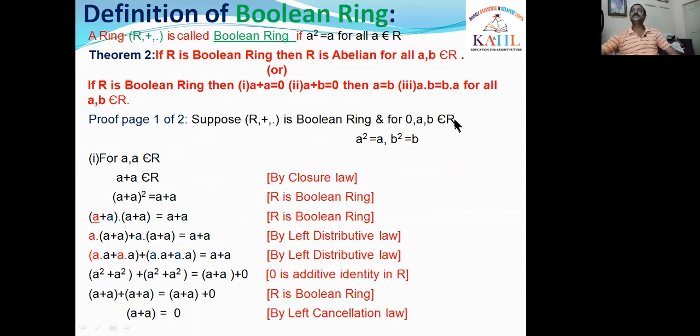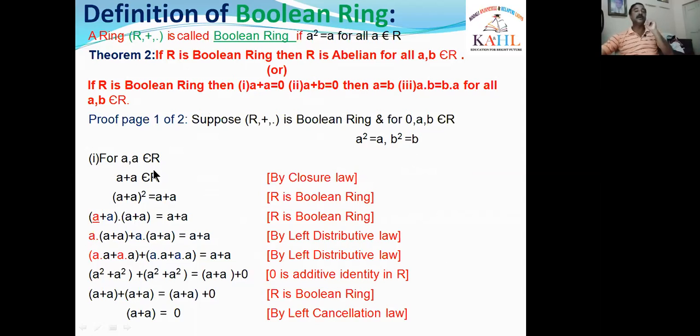Okay, right. A is in R, A square is equal to A. B is in R, B square is equal to B. Now I am proving the first bit, that is A plus A is equal to 0. What is the first bit? For that I am taking A comma A belongs to R. I am taking a single element A two times.